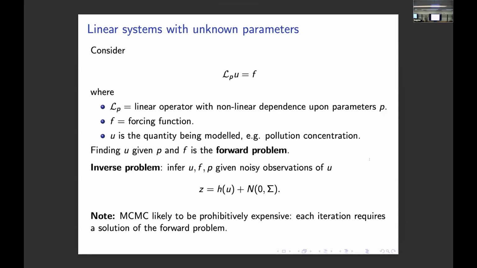And our starting position really is that MCMC is going to be impossible for us here. MCMC is going to be impossible because it's just going to require too many forward solves. If you think about it, every step of your MCMC algorithm is going to require a new solve of your forward system, and that's quickly going to grow too computationally expensive for us.